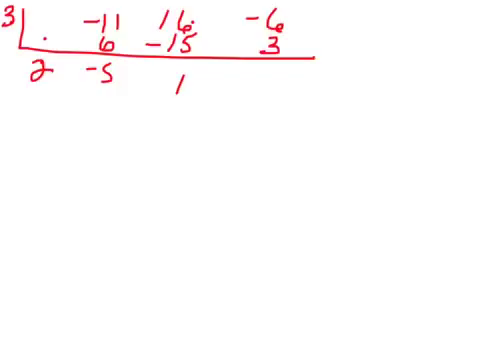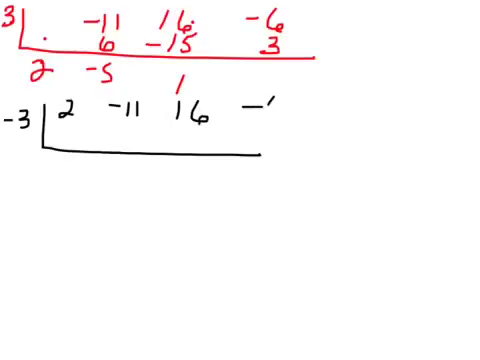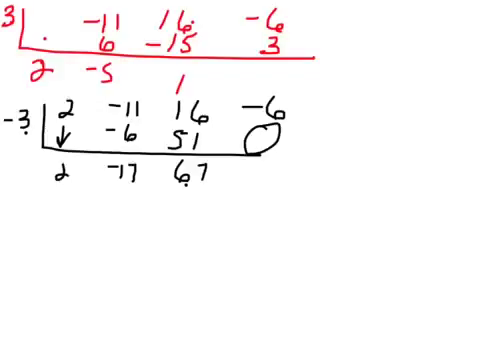Let's try negative 3 next. Okay. And then I'll go to 6. I'm going to do all my whole numbers before I go to those fractions. Drop down a 2. Negative 3 times 2 is negative 6. Negative 11 and negative 6 is negative 17. Negative 3 times negative 17 is 51. And it doesn't look like this one's going to work either, because when I multiply negative 3 times 67, it's not going to be positive 6. So those didn't work.